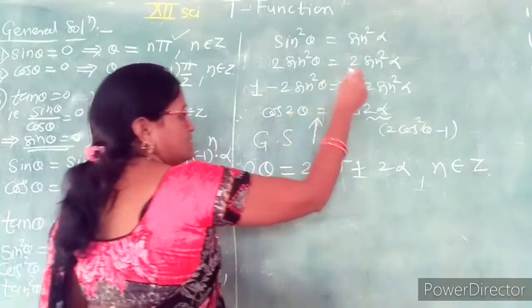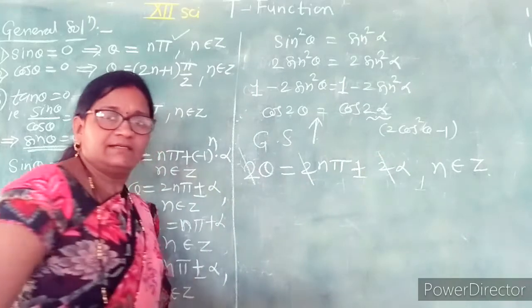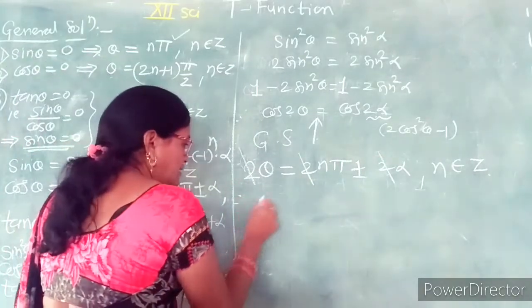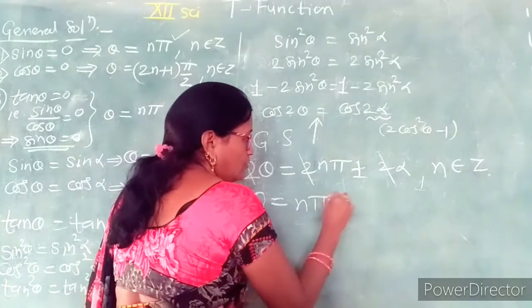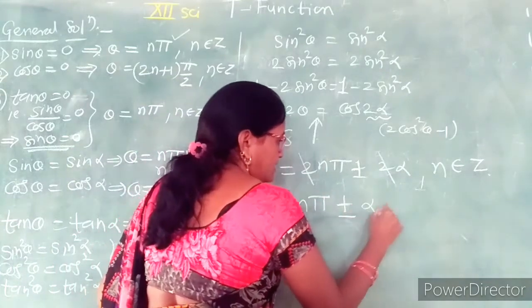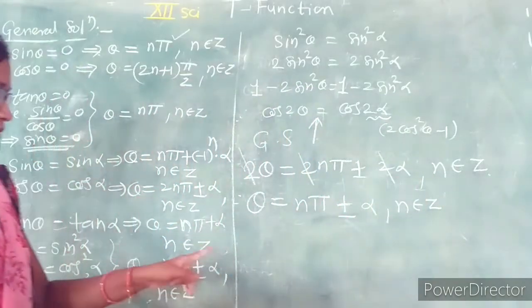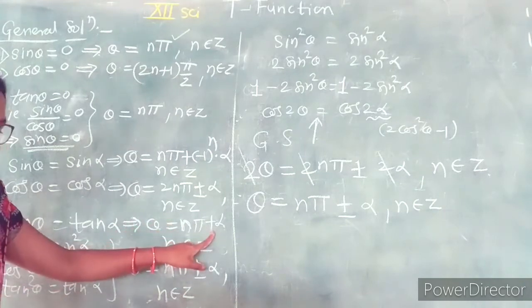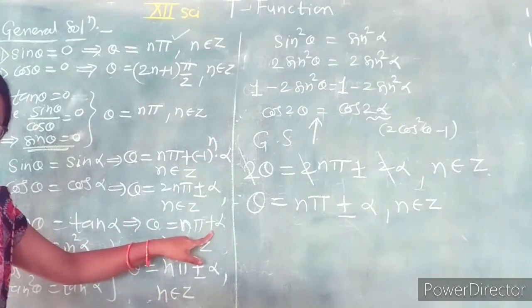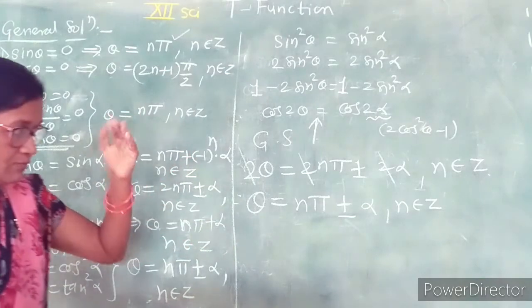This 2 theta can be expressed in terms of 2 alpha. So take 2 common from the right side, and that can be cancelled with the left side, and therefore the general solution for this equation is theta equal to n pi plus minus alpha, n belongs to Z. There is a difference from the solution of tan theta equal to tan alpha. Here only plus alpha, because the quadrants are first and third. But here the quadrants are first and fourth.